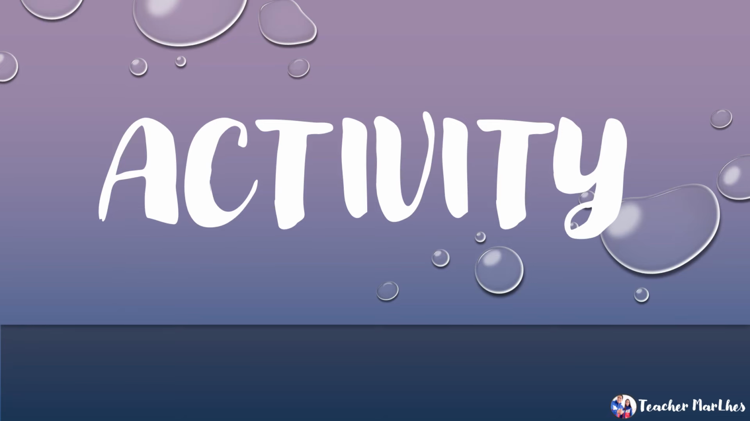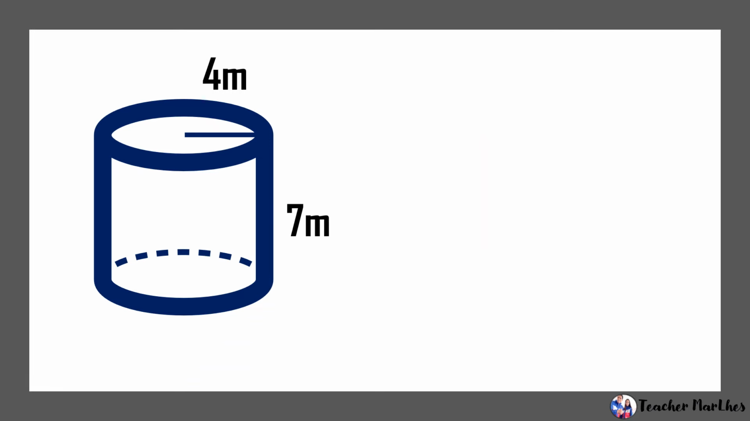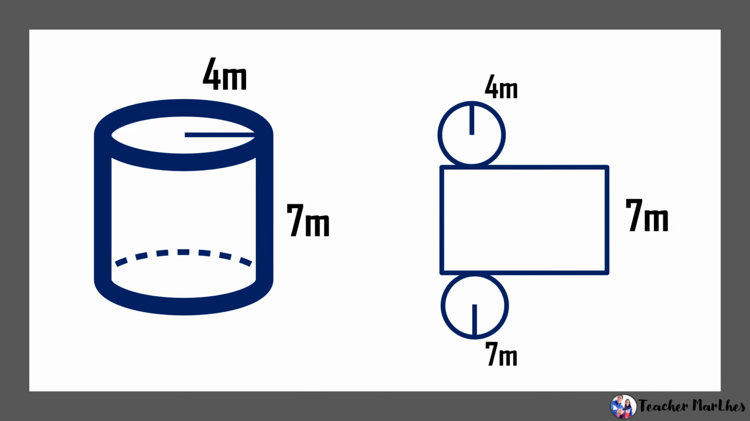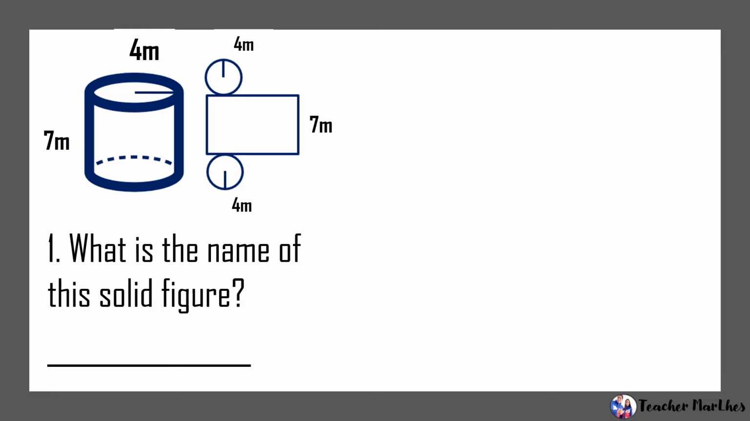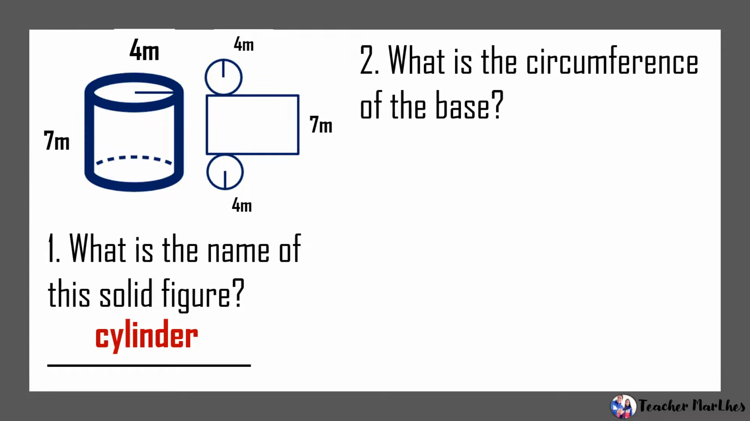So, let's have an activity and let us try to answer the following. So, we will refer to this illustration. The height of this solid figure is 7 meters and radius of 4 meters. So, question number 1. What is the name of this solid figure? So, the name of this solid figure is cylinder. Second question. What is the circumference of the base?